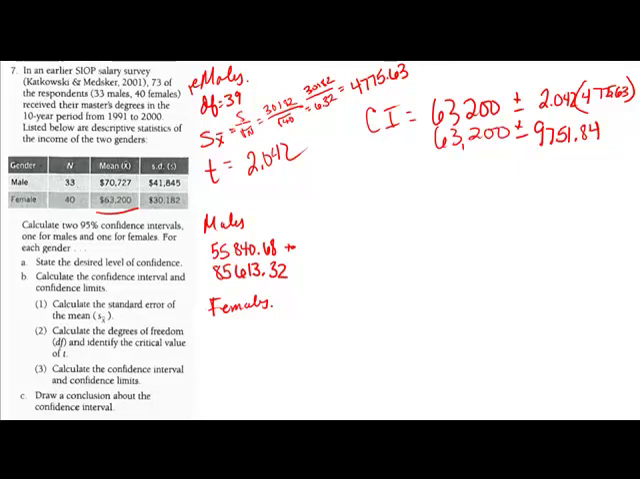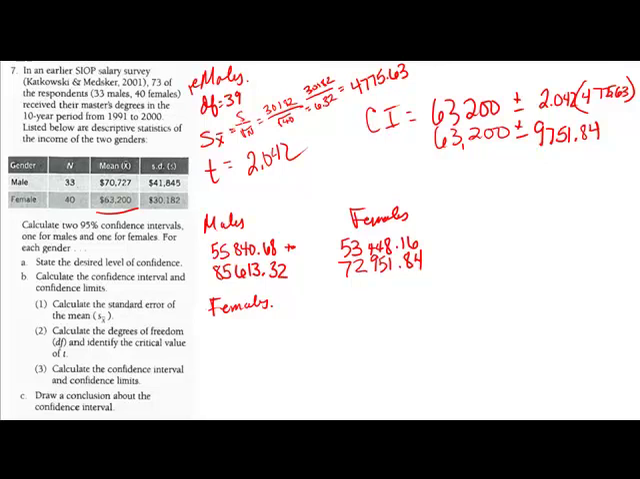So my first confidence interval is going to be subtraction, 63,200 minus 9,751.84, which is 53,448.16 for females, that's the lower limit. And the next one is to calculate it by adding 63,200 plus 9,751.84, which is 72,951.84.